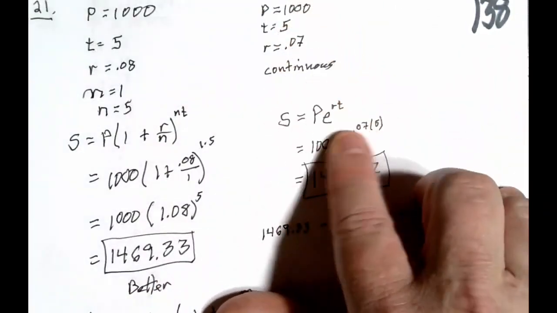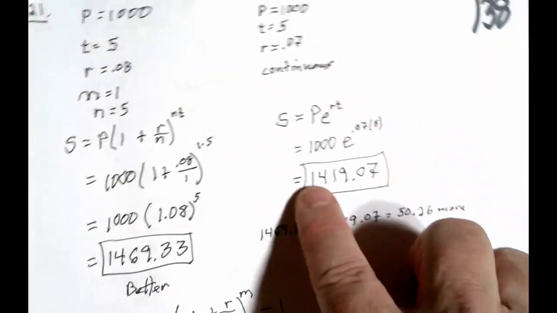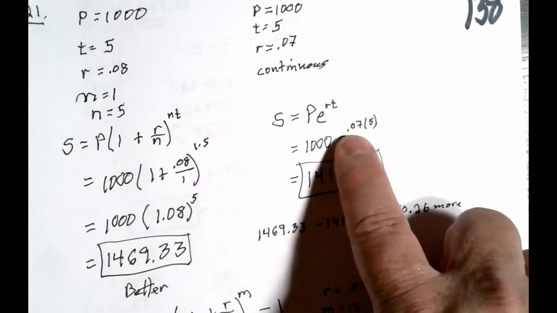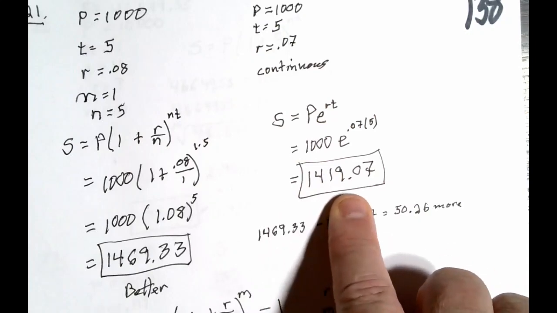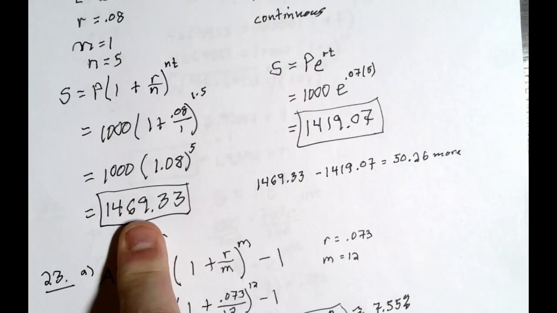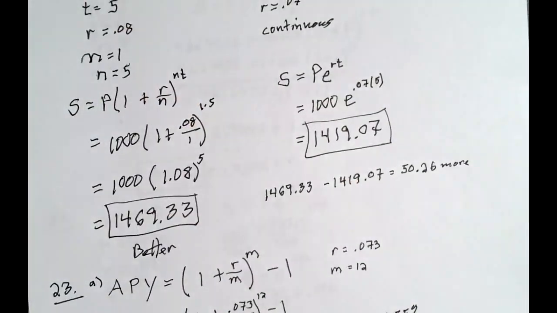1469.33. So now this one, you use the compounded continuous formula, so all you need to know is P, R, and T, which you already know. You multiply 5 times 0.07, you get e to the 0.35, figure out what that is, times 1,000, and you get this guy. So this one earns you more money. So which one will earn you more money? It's 1,000 for 5 years at 8%.